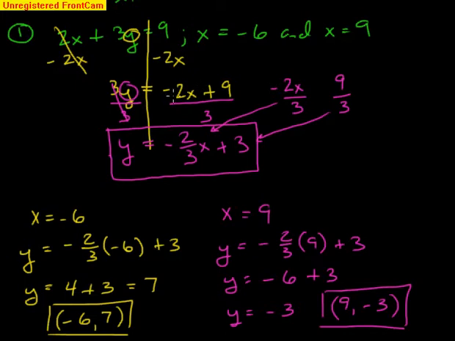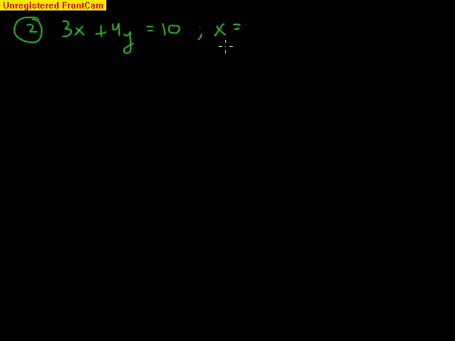Alright, so we solved for y, put it in slope-intercept form, and then we plugged in some x values to find some points, right? You get an x, you get a y. Alright, second example. Same idea. This time in the equation, we have 3x plus 4y equals 10, and we're going to evaluate it when x equals -2 and x equals 6.